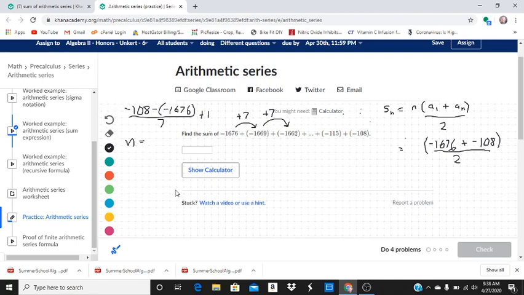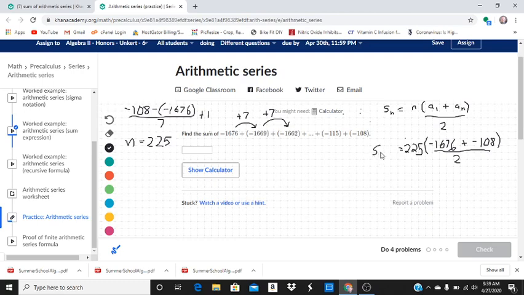I'm going to take out my phone here. You can do it on the calculator as well. So we have negative 108 minus negative 1676. That equals 1,568. We divide that by 7, we get 224, and then we add 1, so we have 225 terms. If you're having trouble with this, pause the video, go back, and try it yourself. So for n, we're plugging in 225.